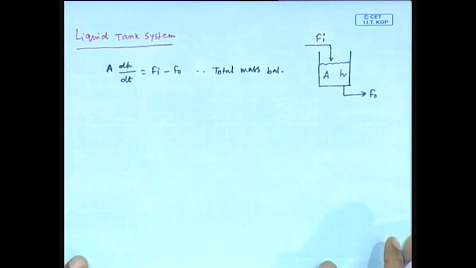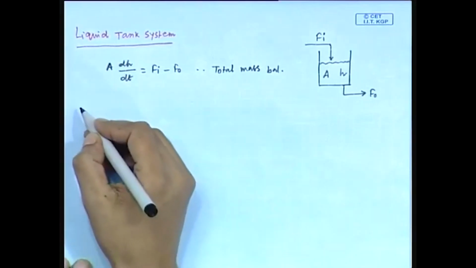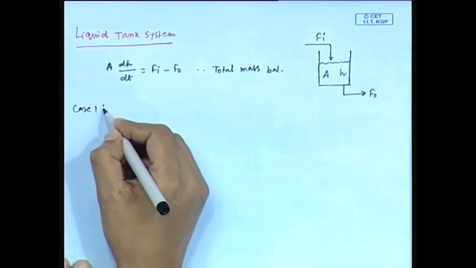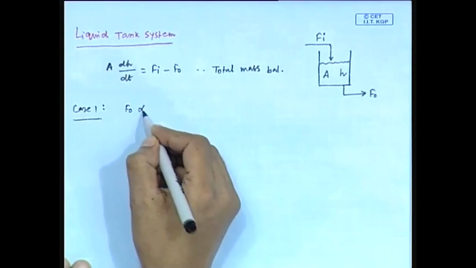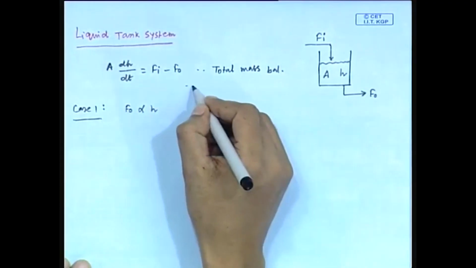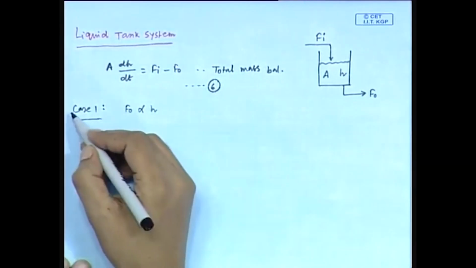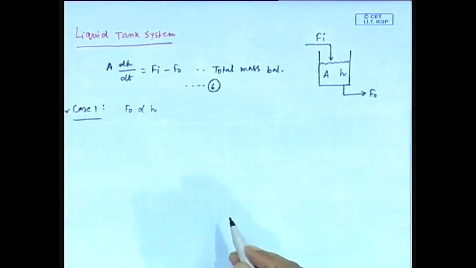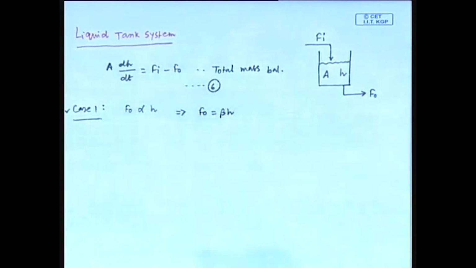Fine. Now, this outlet flow rate is basically a function of liquid height. The outlet flow rate F naught depends on the liquid height in the tank. We will consider two cases. In the first case, we will consider F naught is proportional to H. Anyway, you give this as equation number 6. That means F naught equals beta H.